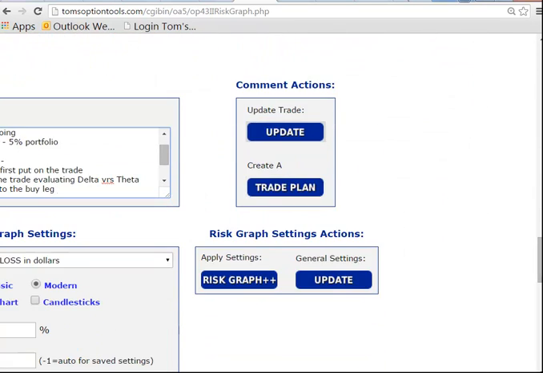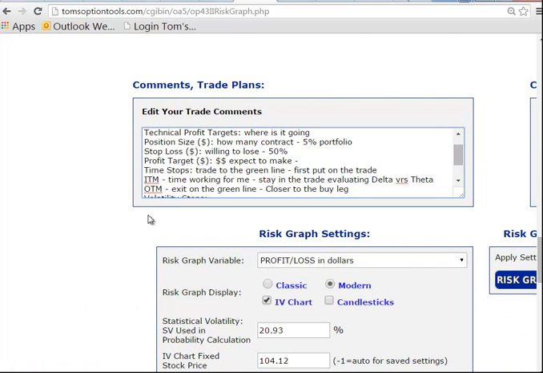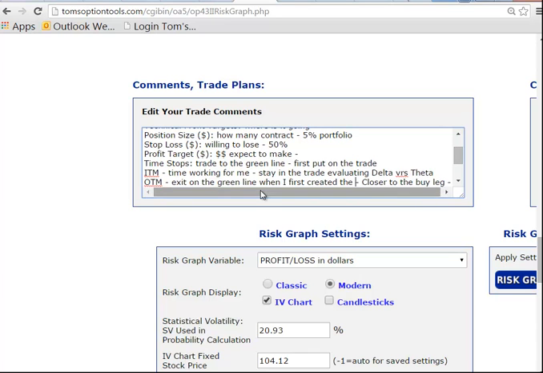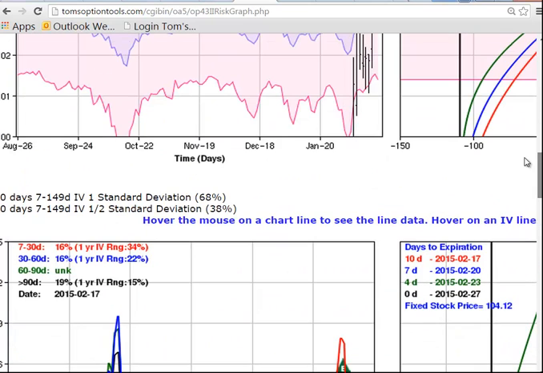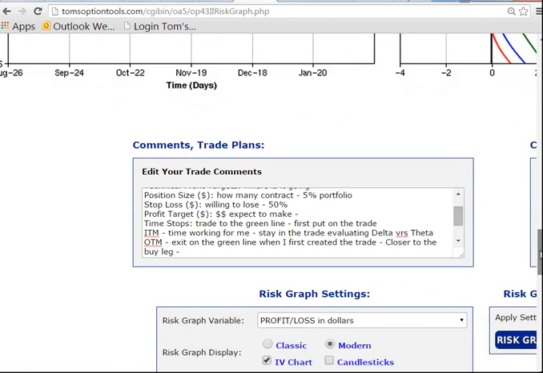So again, the definition for me is if it's out of the money, which is closer to the buy leg, I'm going to exit on the green line when I first created the trade. So if I created it on the 17th, I'm going to look at what the green line is when I first put it on, and then I'm saying I'm getting out on 223. So that's the conversation of the trade plan.